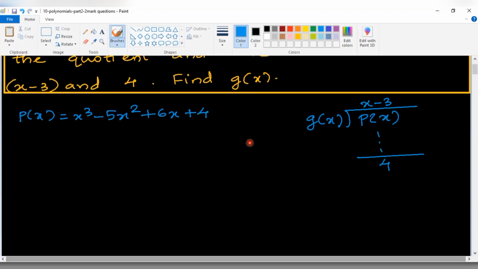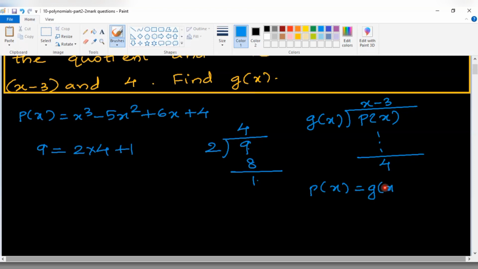See, when we divide 9 by 2, what happens? 4 times 2 is 8. What is the remainder? 1. So how we can represent this as an equation is 9 is the same as 2 into 4 plus 1, right? Similarly, here also we can apply the same logic. P of x is the same as g of x into x minus 3 plus 4. So this is the logic here.